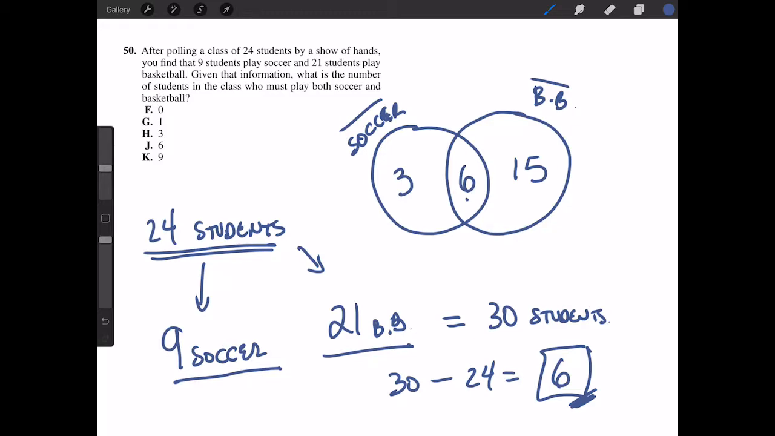Let's add these numbers now. 3 plus 6 is 9, and then plus 15, you get 24.